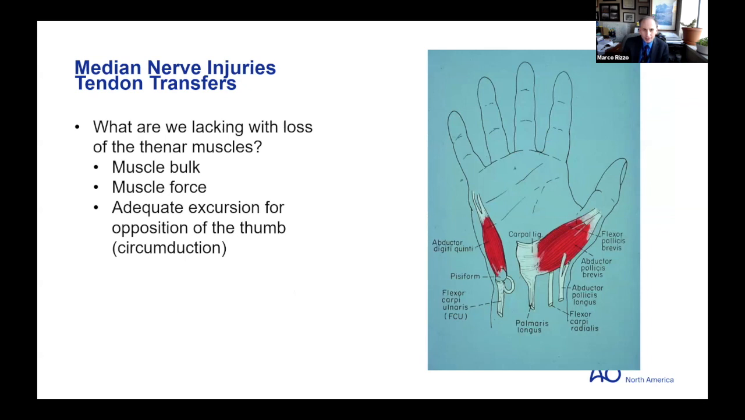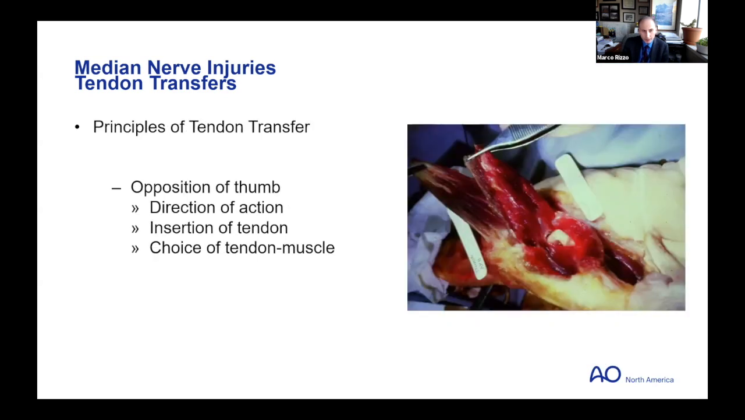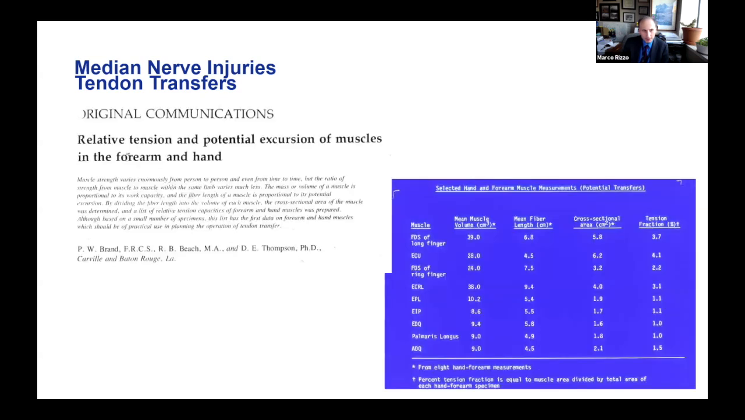What are we lacking when we're considering an opponensplasty? We're lacking muscle bulk, we're lacking muscle force, and we're lacking excursion or opposition in terms of circumduction. And think about the desired action, the insertion of the tendon, and the choice of tendon muscle. This is important to consider in these patients. Here's that article again from Brand that talked about defining some of the mean muscle volumes, the mean fiber lengths, cross-sectional areas, and tension fraction of common muscles that we would use for transfer.